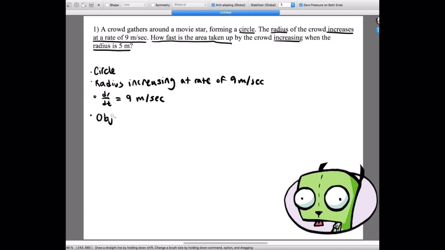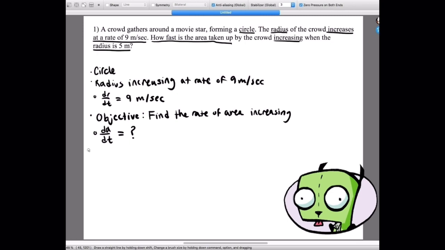Next, we're going to write down the objective of the problem, which can be found in the last sentence, which is how fast is the area taken up by the crowd increasing. That can be rephrased to what is the rate of the area increasing, which can then be written as dA over dt equals question mark because we haven't figured it out yet. dA over dt represents the change in area with respect to time.